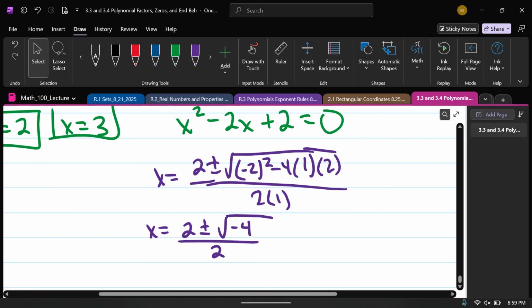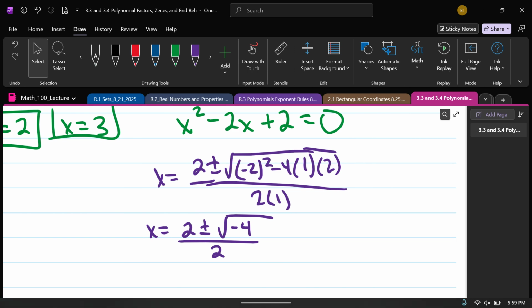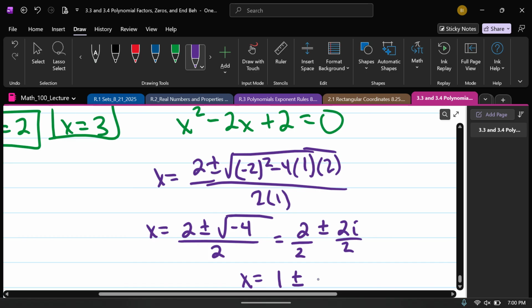There's a negative underneath my square root. That's where the complex solutions come in. So this is a complex solution. We've got the square root of negative 4 would be 2i, and then I'm going to divide each of those by 2. So that's going to be x equals 1 plus or minus i. Those are my 2 zeros.